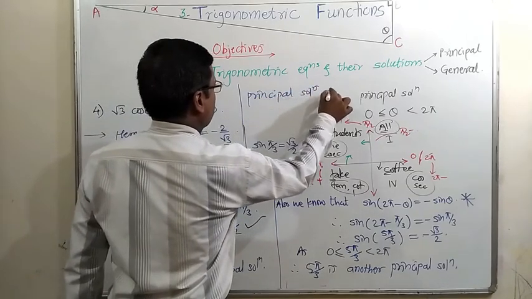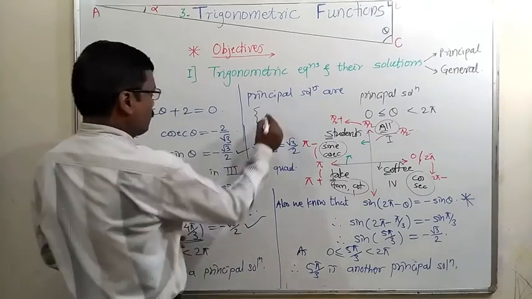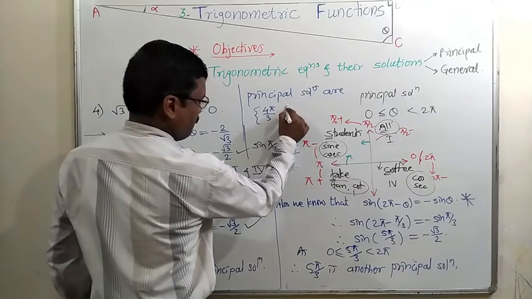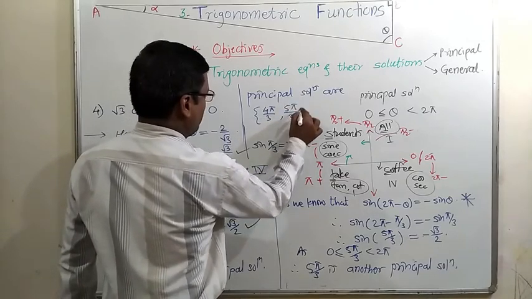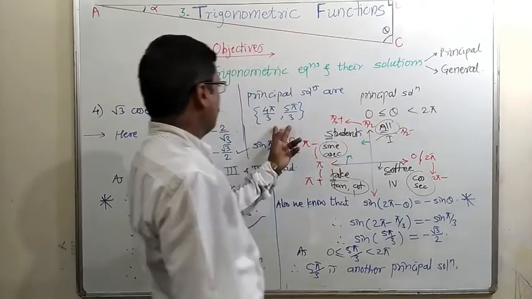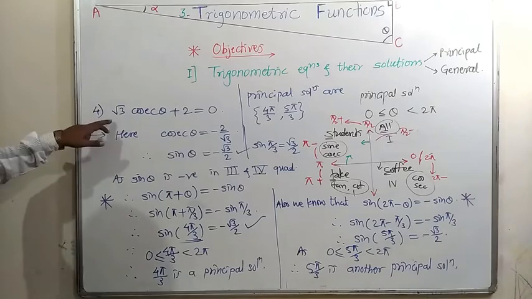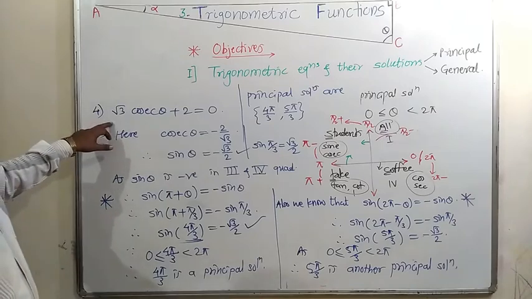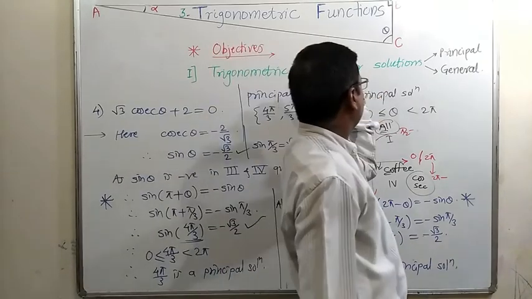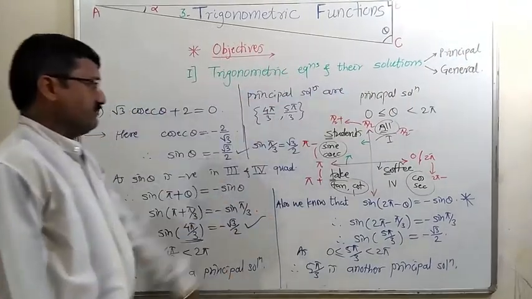Therefore, here we have two principal solutions. The principal solutions are one is 4 pi by 3 and another is 5 pi by 3. Both are greater than 0 but less than 2 pi. So these are two principal solutions of this given trigonometric equation. So I think this type is very simple for finding the principal solutions of a trigonometric equation.